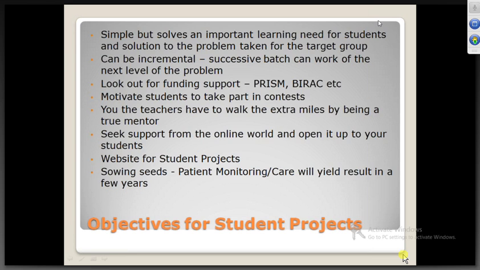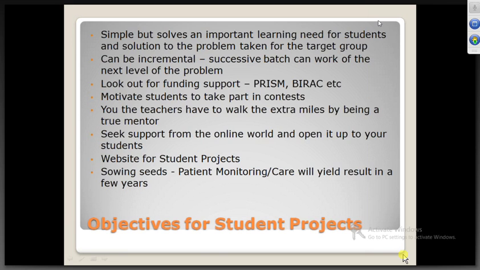So, as a teacher, what I would like to say is you have to walk the extra mile. Think about so many projects and so many solutions to existing problems which you have in your relevant fields, which is very much applicable in your areas, and then line them up for your students so that they will be able to select.